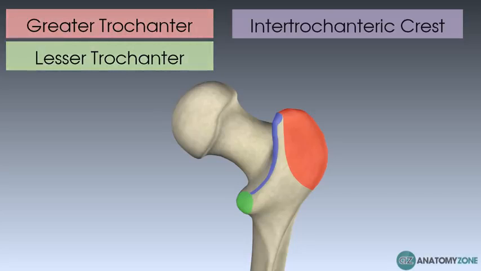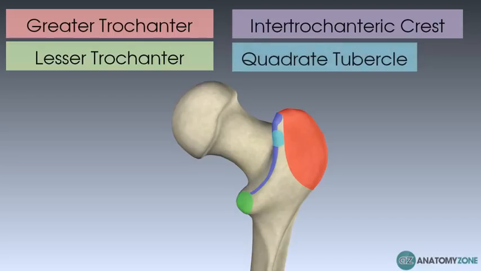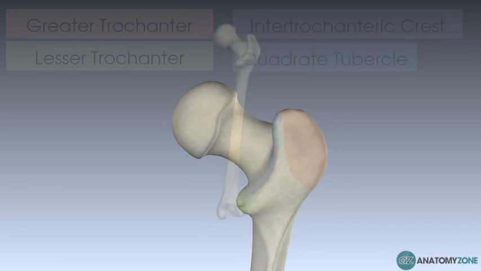Finally, the only other thing, which isn't shown very well on this model, is the quadrate tubercle. Two thirds of the way up the trochanteric crest, there is this small bump, and that's for the quadratus femoris, which is just a small lateral rotator of your hip. So that's the only real things that you want to notice on the proximal aspect of the femur.